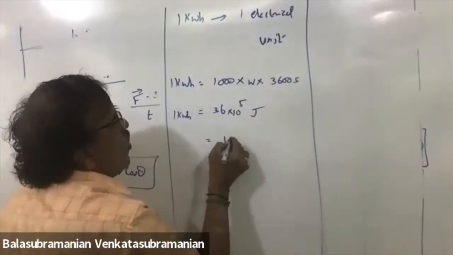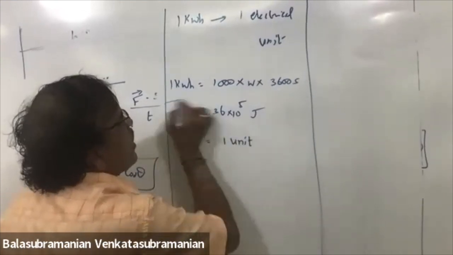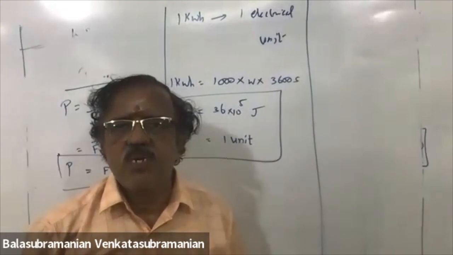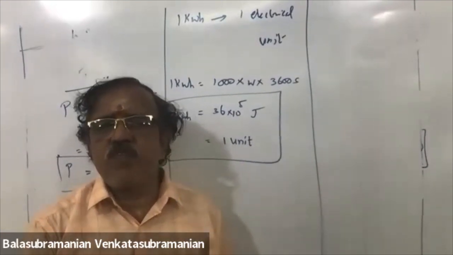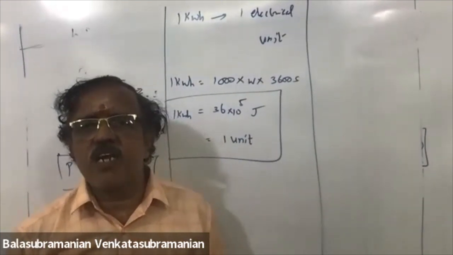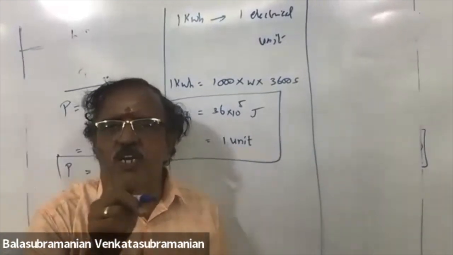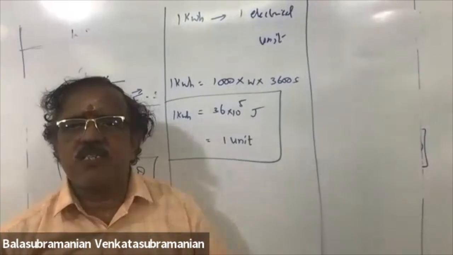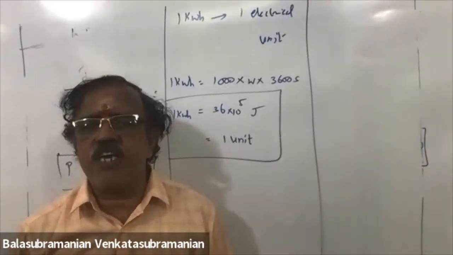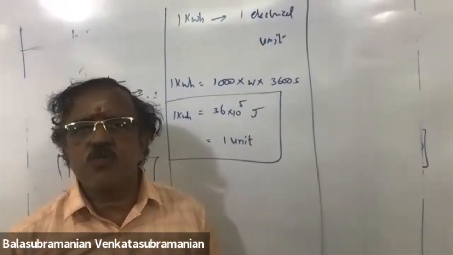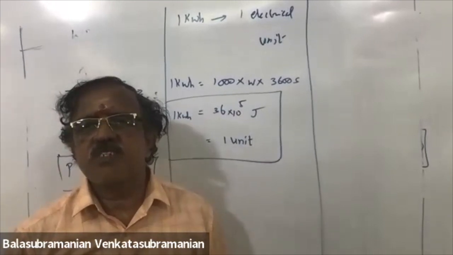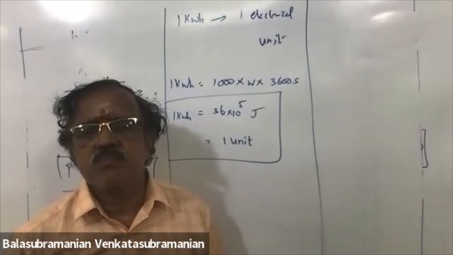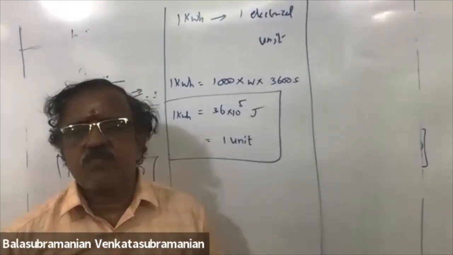This is called 1 unit of what is being consumed. This is what you are calculating in your house: 100 units, 200 units, 550 units, 375 units, you are telling, no. 1 unit means this much amount of energy is spent. 36 into 10 power 5 joules of energy is spent. That is called 1 electrical unit. You can calculate.